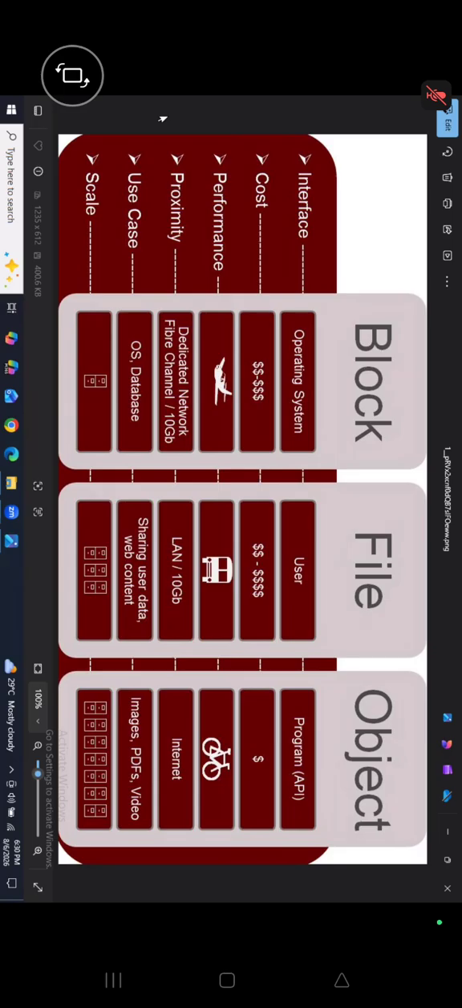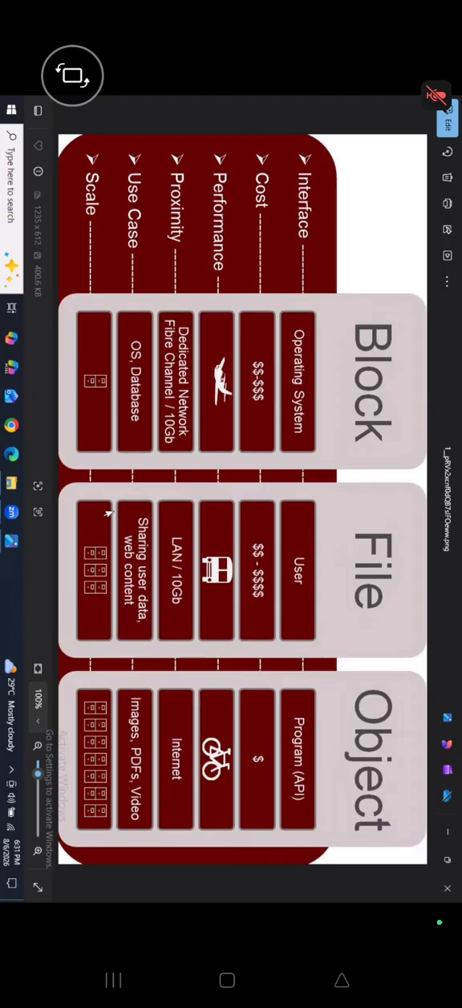I hope you got it, guys. Exactly what is file storage? The best example: you know very well, right? In Windows, we create a share folder. With the help of the share folder, we share the data between the hosts. That is the best example. Through the LAN itself only, we are going to share the data.